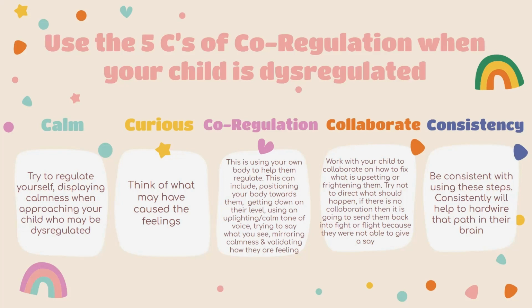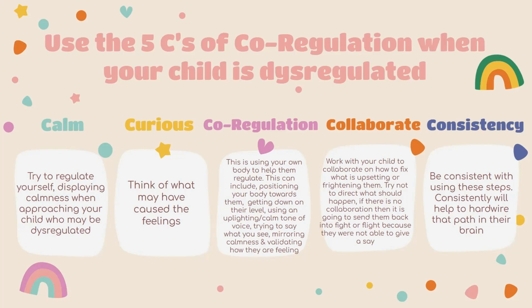The third step, co-regulation. This is how you use your own body to help them regulate. This can be achieved through your body position, being at their level, the use of low tone of voice, and saying what you see. So you want to try and get down on their level, mirror calmness, and validate how they are feeling, such as, I see you're really frustrated. Things you could talk about during that co-regulation could be the throwing of a toy, such as stating, I see that you threw the toy and I understand you might be upset because you are having fun and it's time to go.